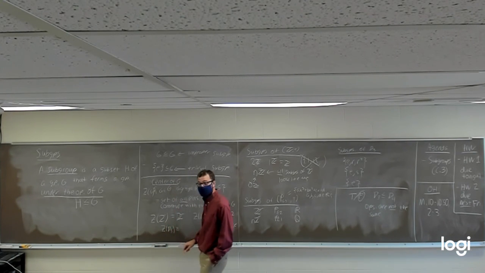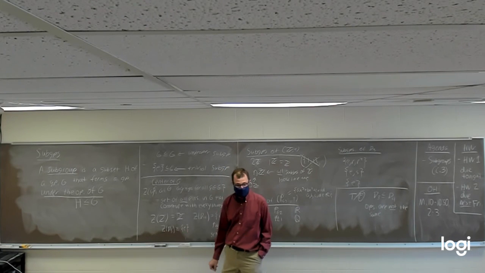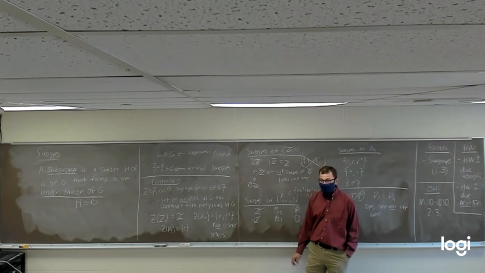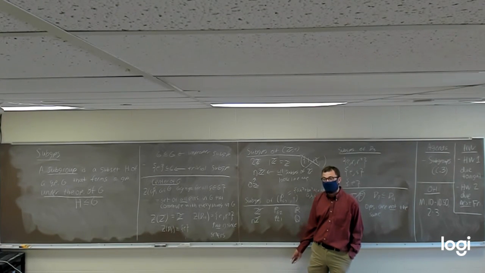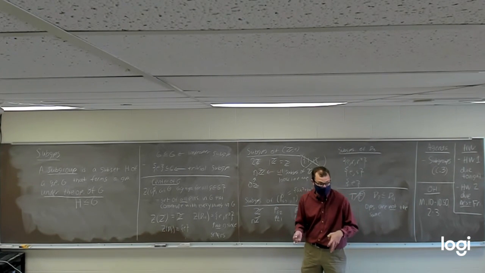D3, on the other hand, is going to have a trivial center. Dihedral group on a triangle, no element commutes with everything else in the group except for the identity element. The transformation where you pick up the triangle and put it right back down.